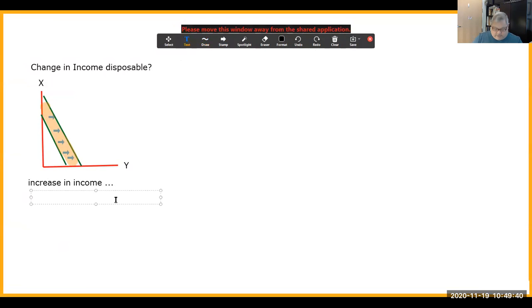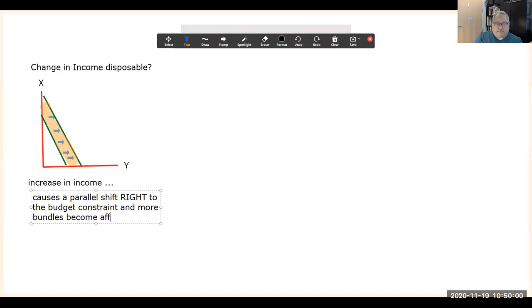So an increase in income causes a parallel shift right to the budget constraint, and more bundles become affordable.